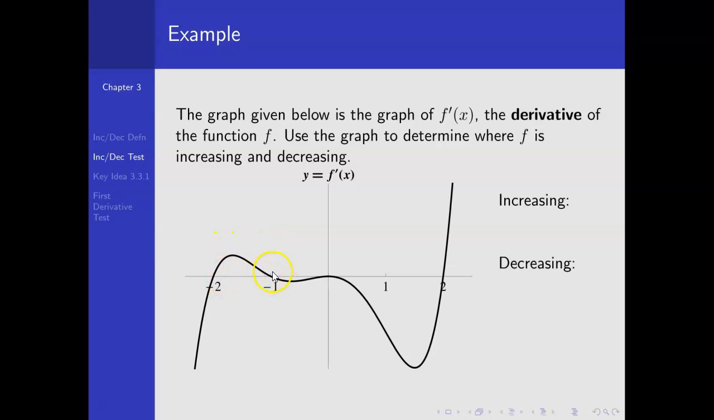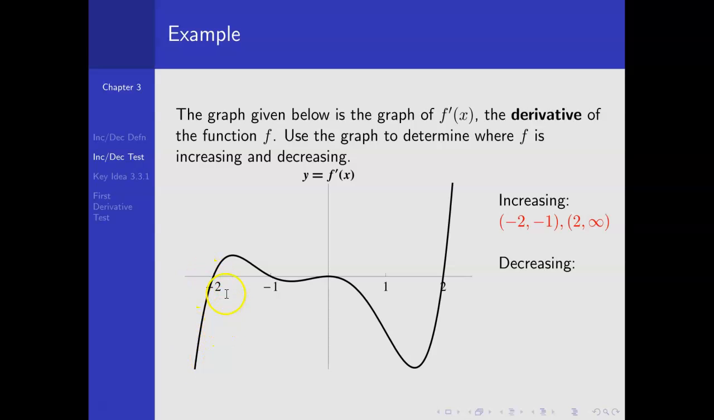All right, so f prime is above the x-axis between -2 and -1, and then again above the x-axis from 2 onward. So for the intervals where the function is increasing, that's going to be -2 to -1, and then 2 to infinity. For decreasing, that is when the derivative is negative.